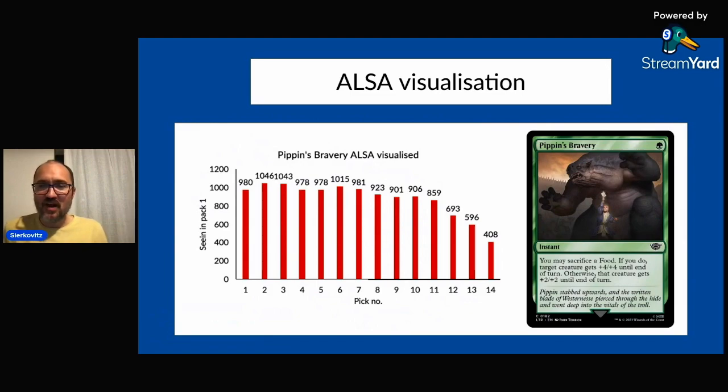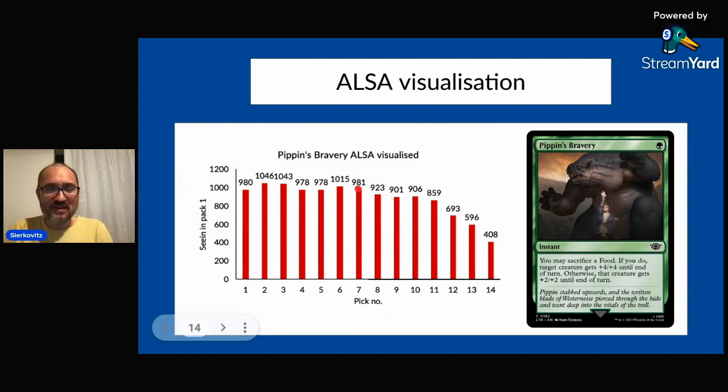Pippin's Bravery, green for an instant. You may sacrifice a food. If you do, target creature gets +4/+4 until end of turn. Otherwise, that creature gets +2/+2 until end of turn. So a combat trick. And you can see that this card, throughout picks 1, 2, 3, 4, 5, 6, 7, it just doesn't disappear from the packs. So it never is going to be picked, or almost never is going to be picked in those picks.